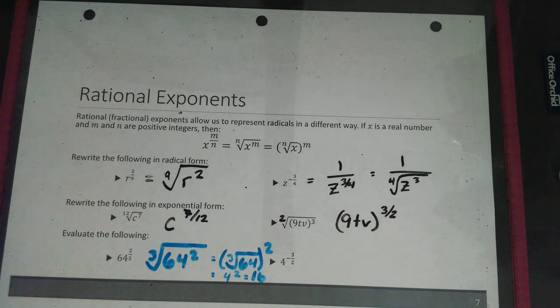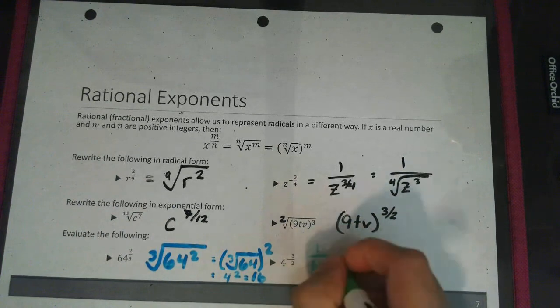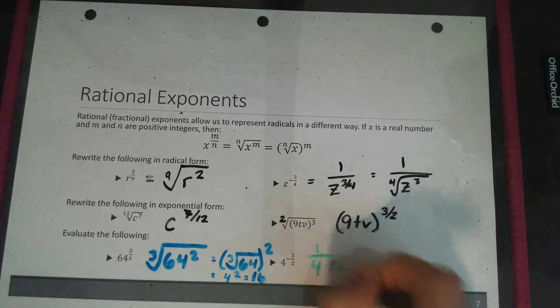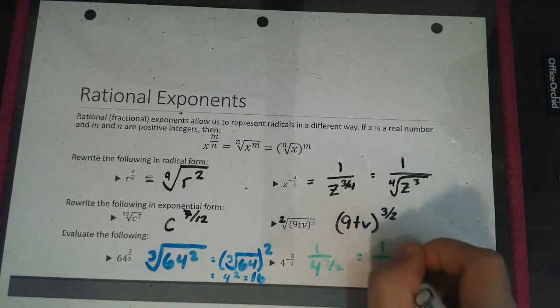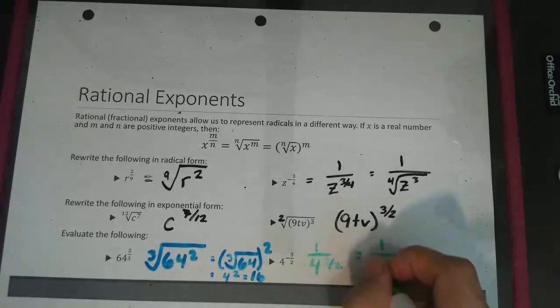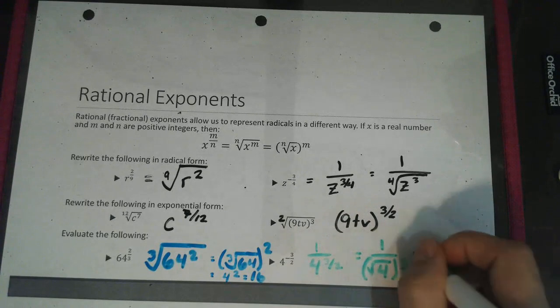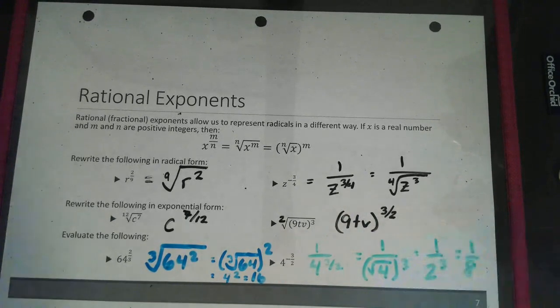Lastly, I'm looking at 4 to the -3/2 power. First, I'm going to deal with the negative power and write it as 1 over 4 to the +3/2 power. And then I'm going to use the trick that I just used. I'm going to write this as 1 over, this time it's going to be the square root of 4 cubed. I'll take the square root of 4, and I want to cube it, so that'll be 1 over 2 cubed, which is 1/8. So that's a little introduction to rational expressions.